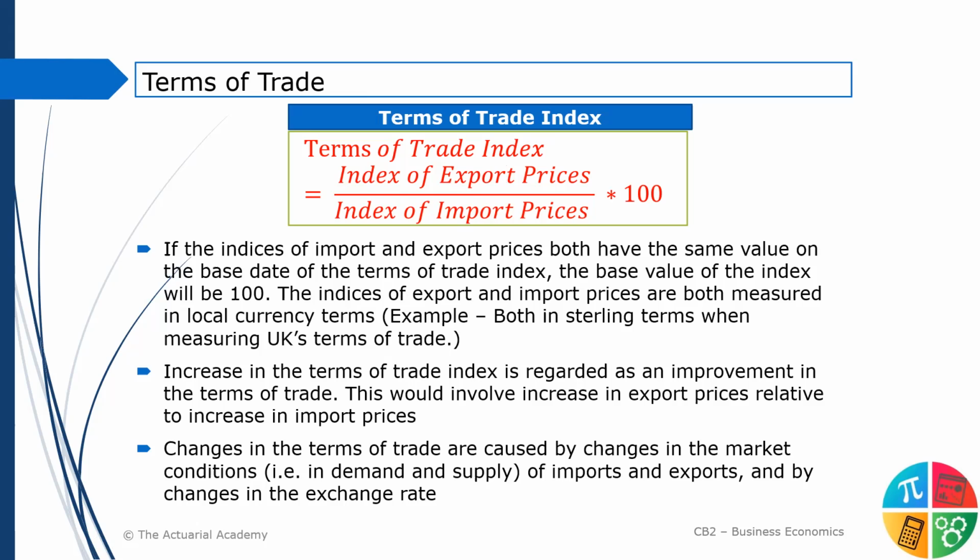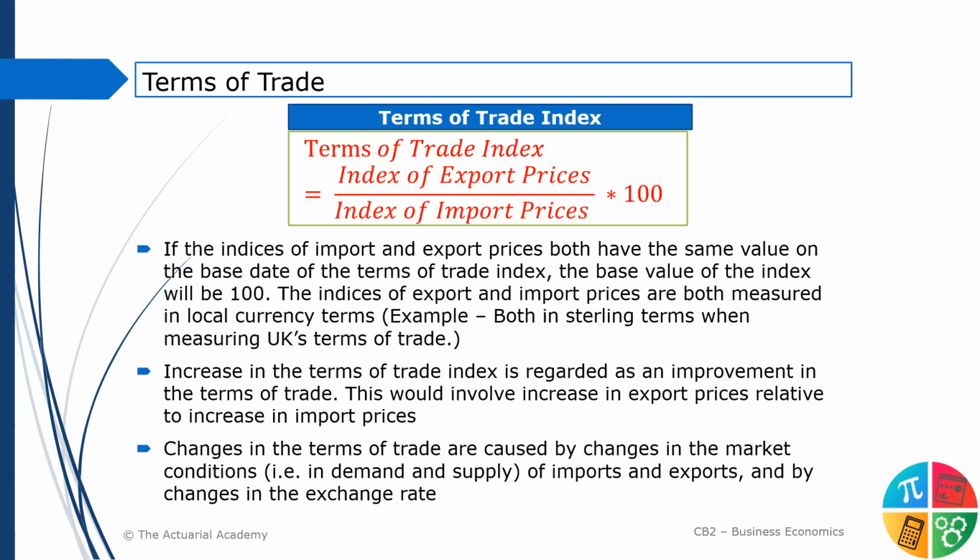So this would all be in rupee terms. Nothing would be in dollar terms or euro terms or any other currency, since we are just considering the terms of trade index from the Indian perspective. An increase in the terms of trade index is regarded as an improvement in terms of trade. This would involve an increase in export prices relative to import prices.